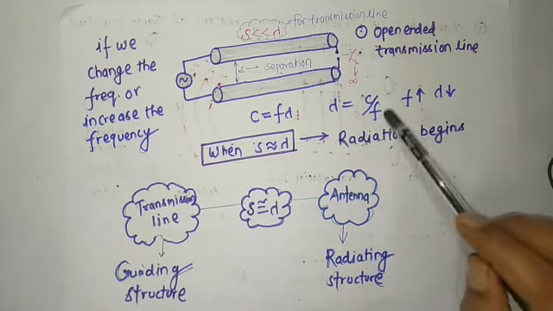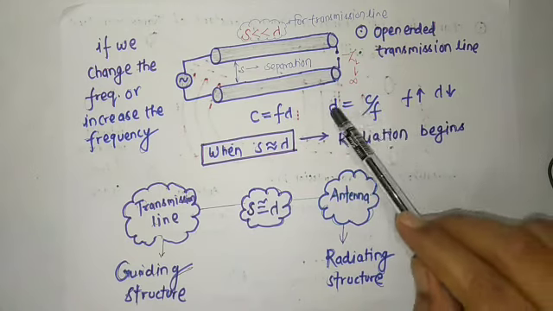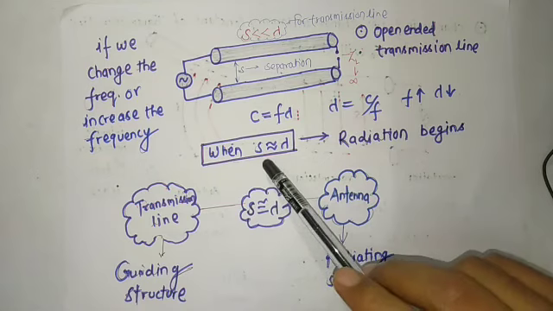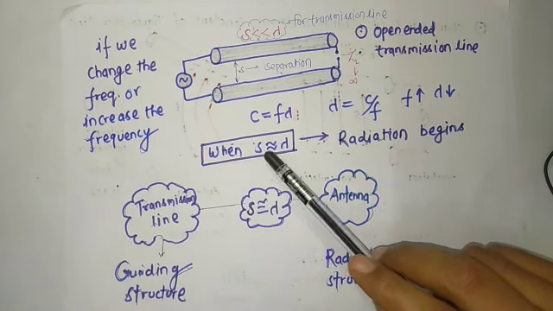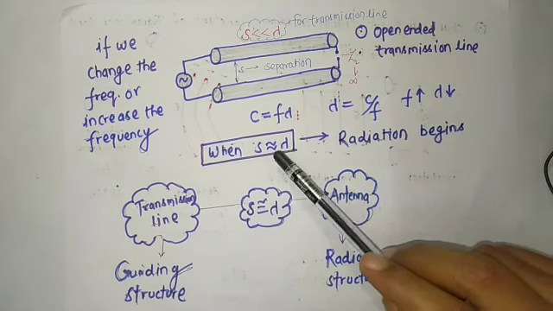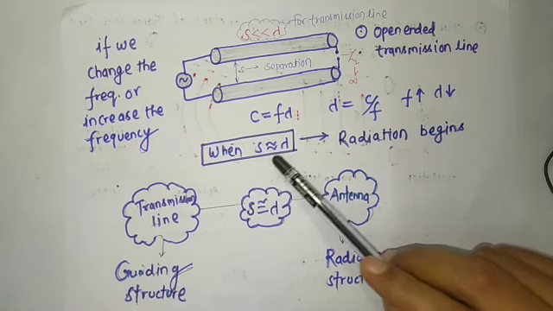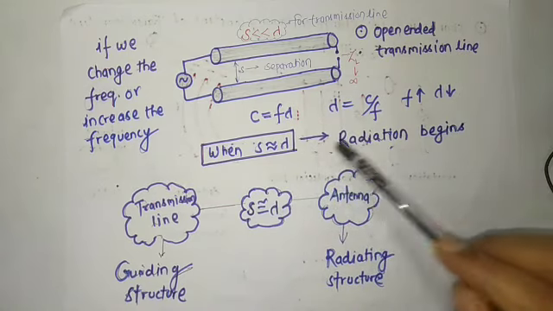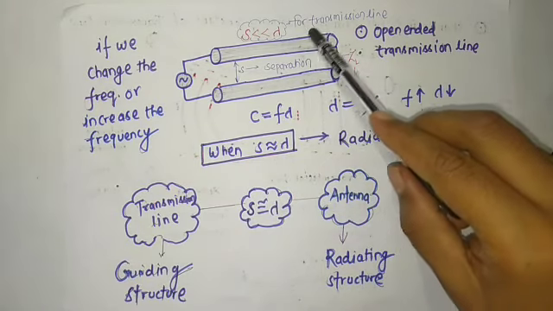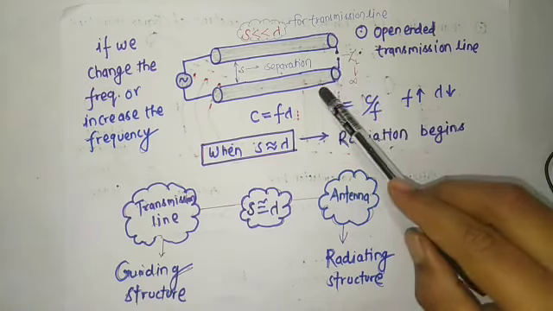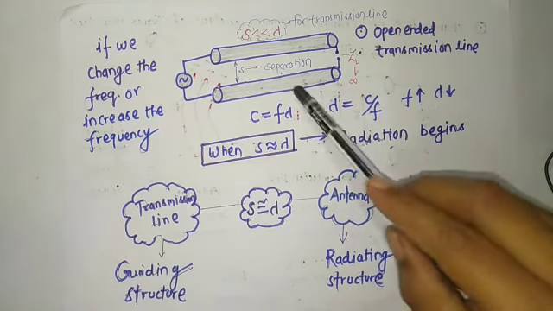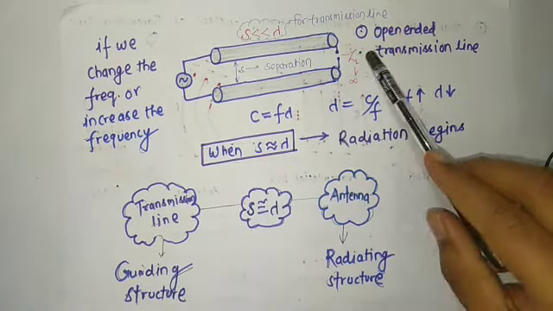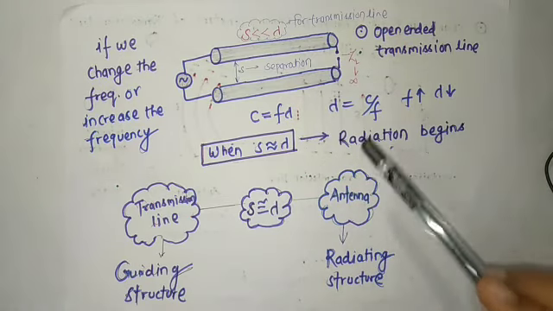If we increase the frequency, from this relation you can say lambda will reduce. It may be possible that you get S comparable to lambda. Then you can say your spatial balance condition has been disturbed. Now whenever you get such a condition, your structure will start radiating. Means radiation you get from the structure. Now your structure does not guide the energy along its length while it exhibits some kind of radiation.